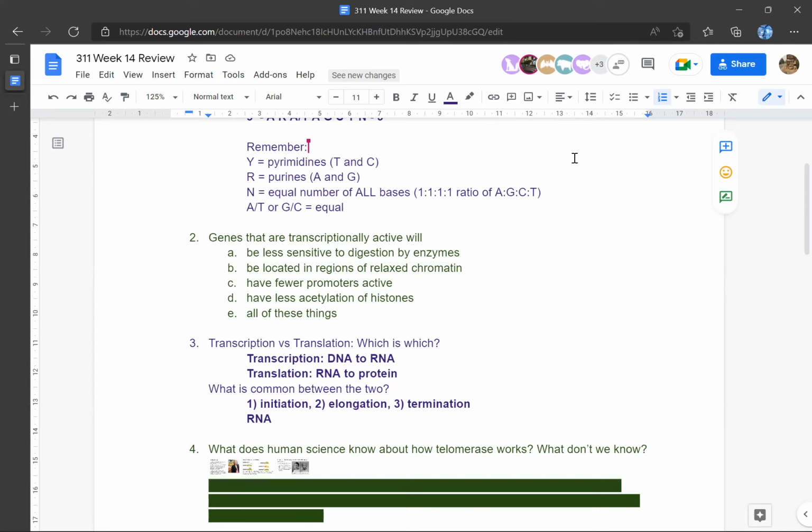A transcriptionally active DNA would need to be more acetylated. So the answer is B.